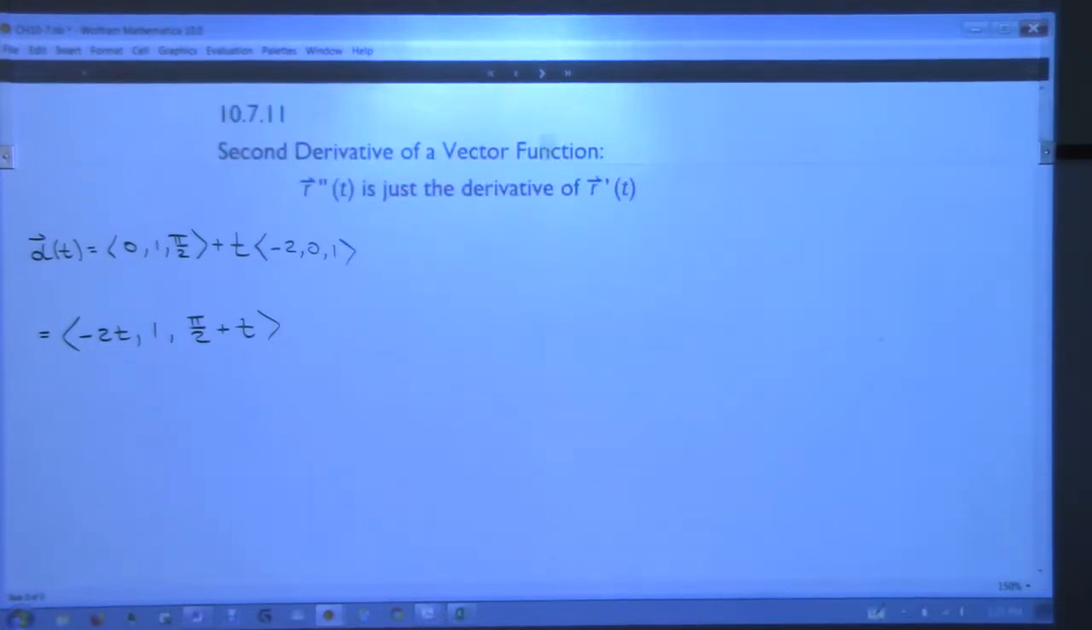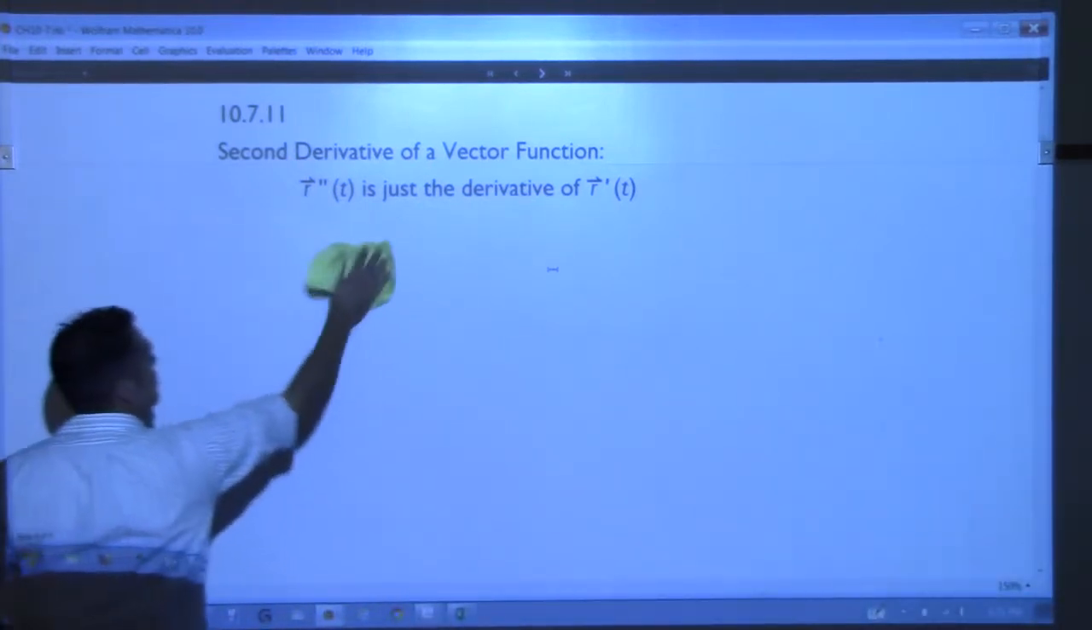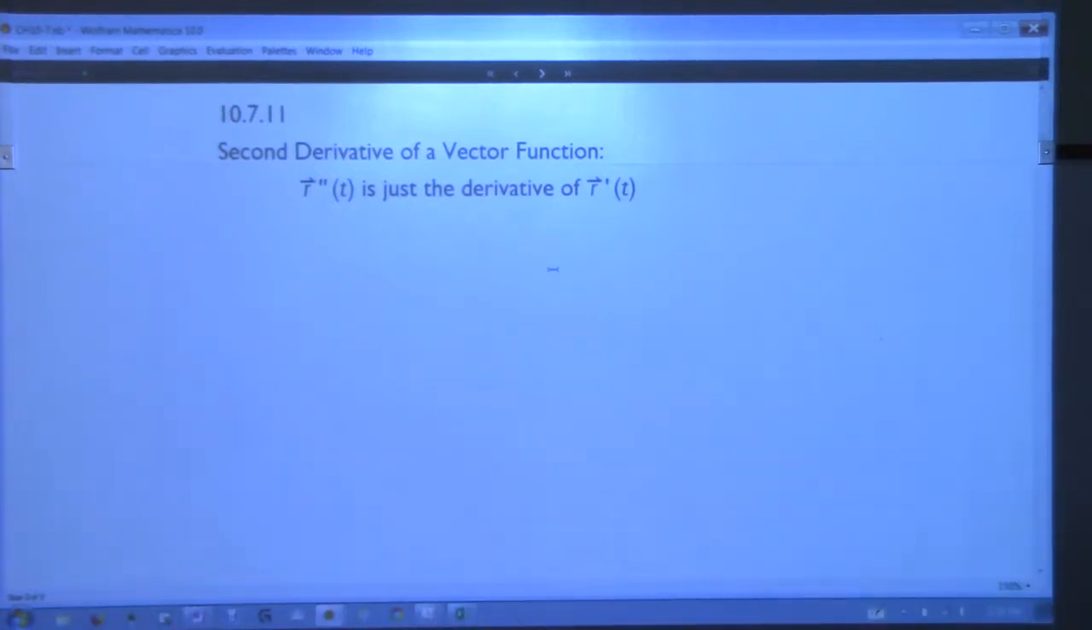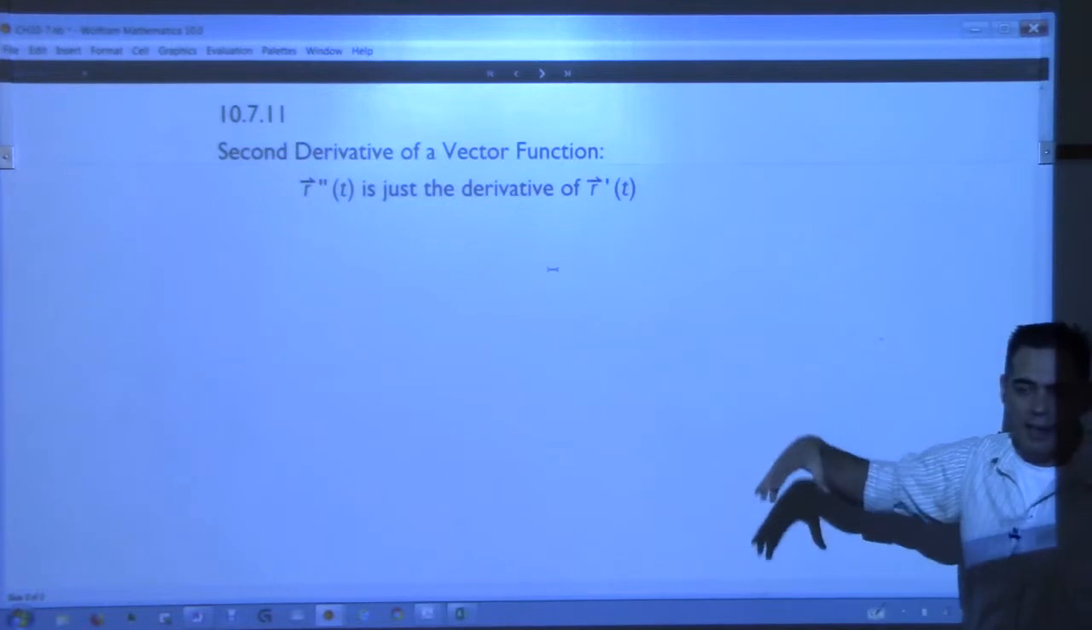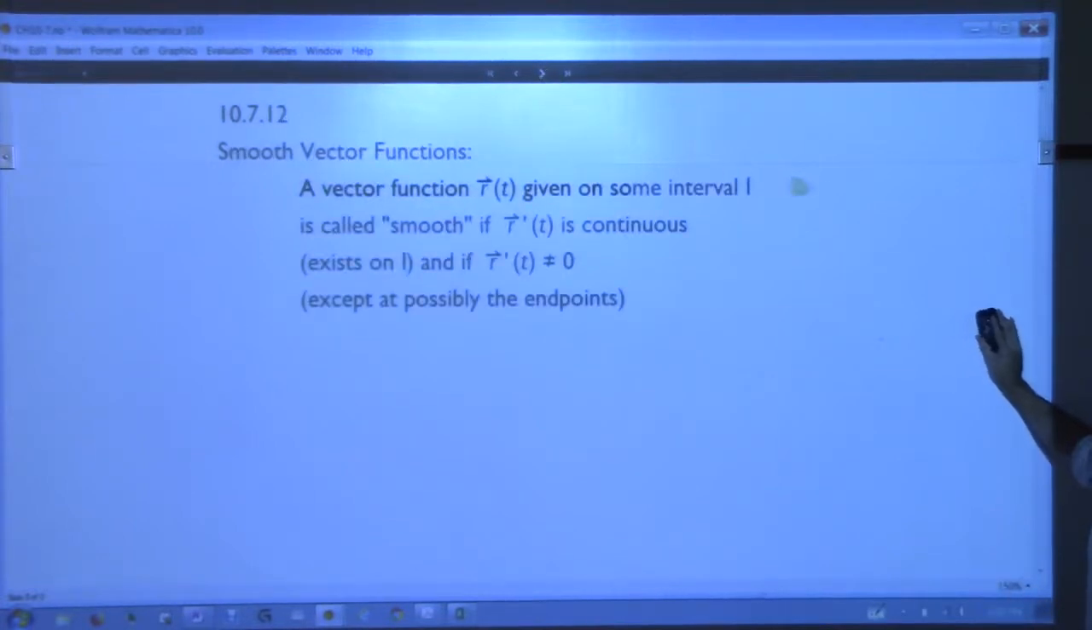Okay. Now, what about the second derivative? Well, we did second derivatives back in Cal 1, right? First derivative told you the slope of the tangent line. The second derivative had to do with what? Concavity, concave up, concave down, right? Well, when you have vector functions, you can still take second derivatives, right? Just take the derivative of the derivative. But it has a kind of a different meaning here, all right?